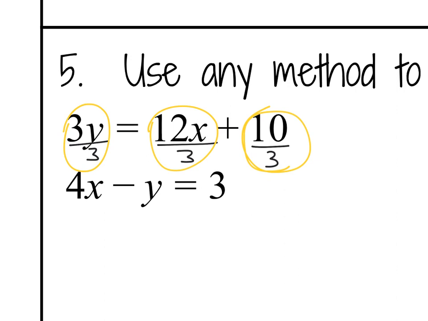Rather than dividing by 3, maybe I should set this up for elimination. So if I'm going to do elimination, I need to get the x value, that is the 12x, back on the same side as the y. So let's get rid of the work that I've done so far, and let's see if we can't make this problem work in my favor.